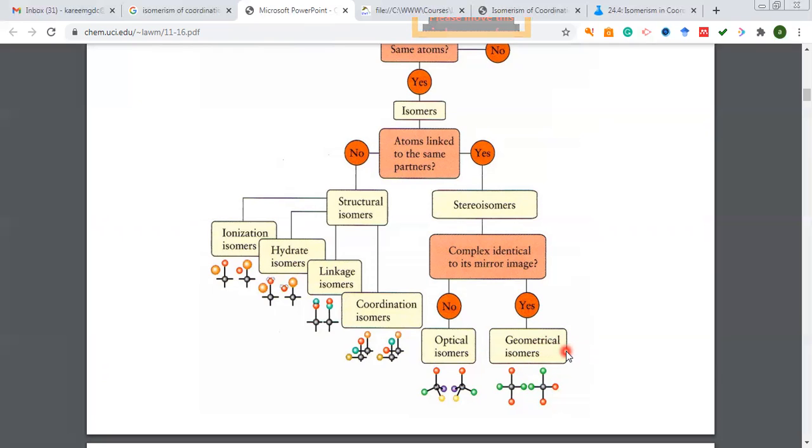If similar groups are present on the same side, then that conformation is known as cis. If similar groups are on opposite sides, see here, similar groups, green ball, here red ball and red ball, both are present on the same side. That's why this is known as cis. And here this red ball and this red ball are arranged or oriented opposite to each other. So this configuration, or you can say conformation, is trans. So again, geometrical isomers are two types, cis and trans. If similar groups are oriented on the same side, that conformation is known as cis. If similar groups are arranged opposite to each other, then that conformation is known as trans.